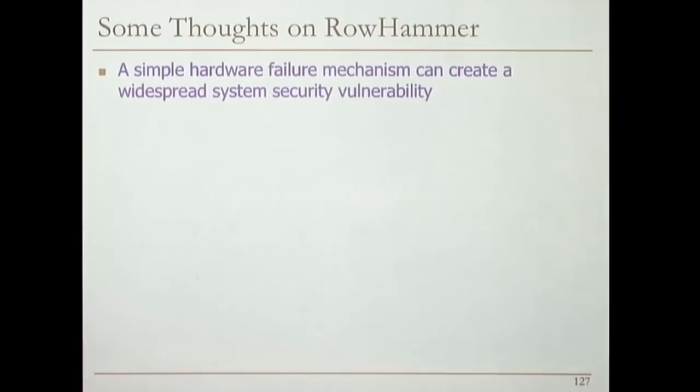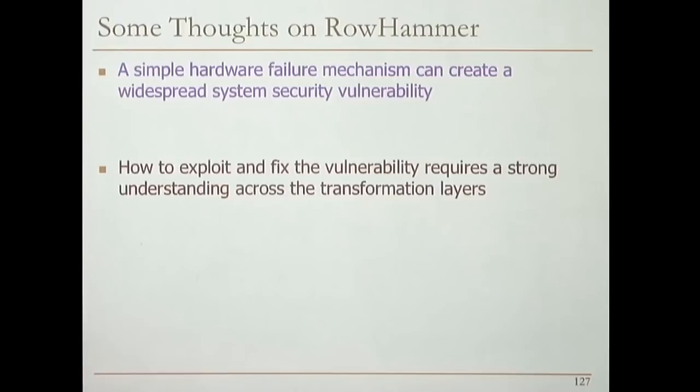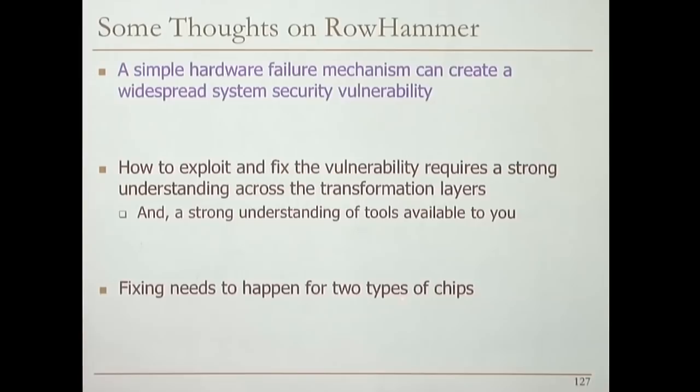Okay. Let me give you some thoughts. Basically, this is a simple hardware failure mechanism that can create a widespread system security vulnerability. How to exploit and fix the vulnerability requires a strong understanding across the transformation layers, right? I've started from the low-level circuits and talked about security right here. And the solution is somewhere in between. It's not in the low-level circuits, really, because that's very costly. That's why the problem is happening in the first place. But it's in the architecture level somewhere. And I've given you an overview of some other solutions. And a strong understanding of the tools available to you, right?